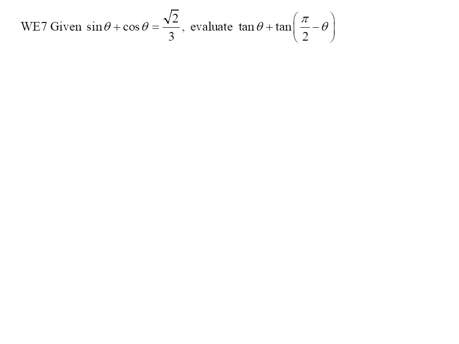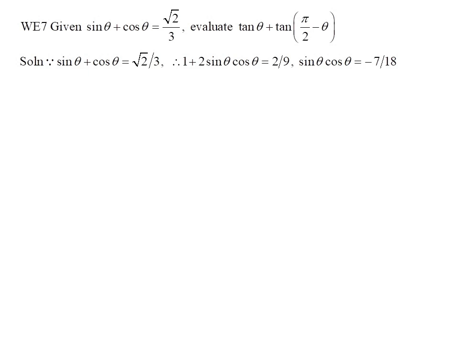Example 7 is to evaluate the trigonometry expression tangent theta plus tangent pi over 2 minus theta, given that sine theta plus cosine theta equals square root 2 over 3. Since it equals square root 2 over 3, sine theta plus cosine theta, in parentheses squared, equals 1 plus 2 times sine theta cosine theta, which equals 2 over 9. Hence, sine theta times cosine theta equals negative 7 over 18.